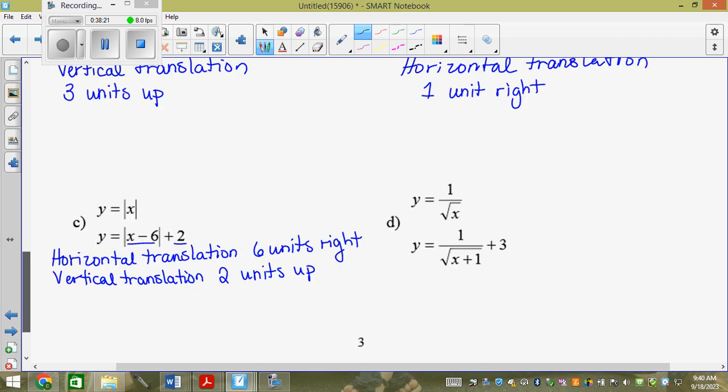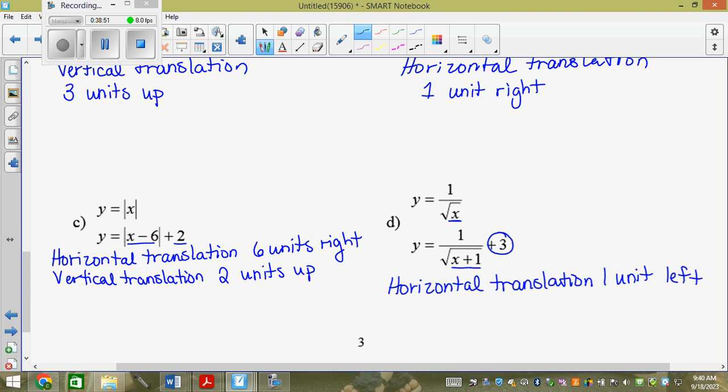This one people get thrown off. This is an absolute value function that moved. This I could type in my calculator too. But what's the only thing that changed? My x became an x plus 1. Doesn't matter that it's in the bottom. No. And then this plus 3 at the back. So those are the things I have to describe because that's the change that happened. So I have a horizontal translation. One unit, what? And a vertical translation. Three units.